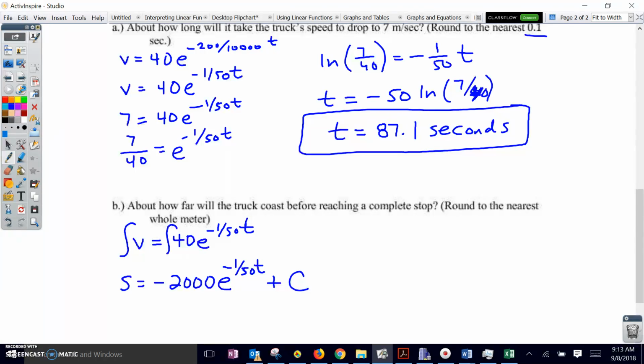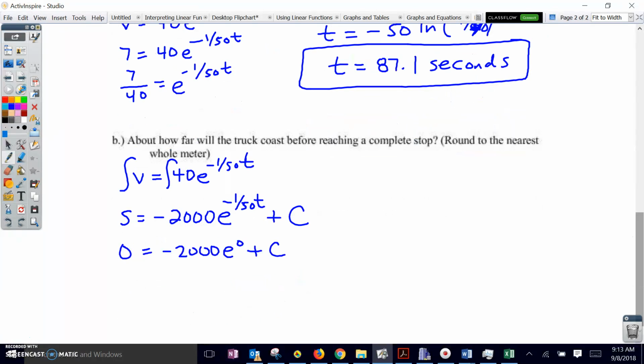And now we look at the position at time 0 to figure out what our constant is. We let the position at time 0 be 0. And so that's negative 2,000 times e to the 0 plus c. So c ends up being 2,000. And so our position function ends up becoming position is equal to negative 2,000 e to the negative 1/50th t plus 2,000.